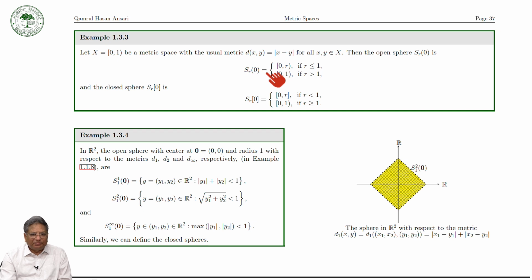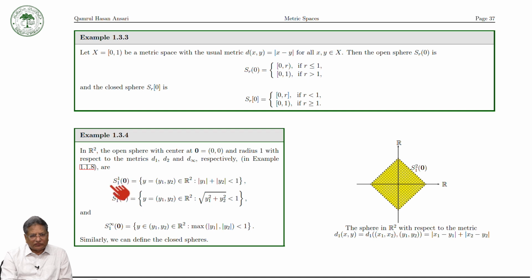Okay, now let us come back to our main thing, that is R2. Suppose we are considering the R2 metric space with different kinds of metrics. Then what would be the shape? Let us consider x naught equal to 0, your origin, and radius 1. Then we define the open sphere.